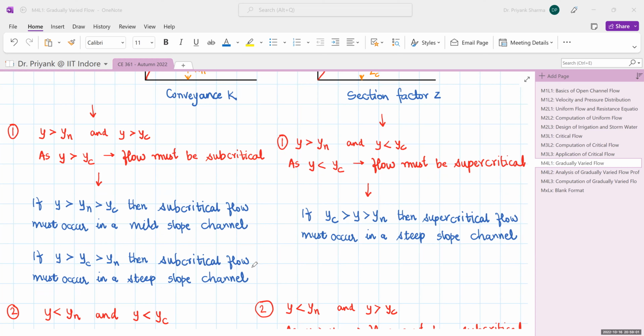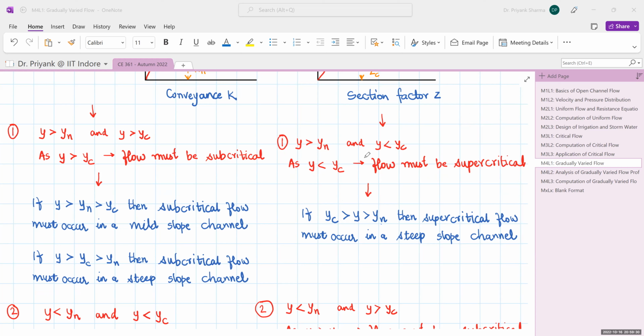Okay, parallelly we'll deal with the other case also, that is the drawdown curve. So here the numerator is positive and the denominator is negative. So you have a case where your y is less than yc. So when y is less than yc, it comes somewhere here, so it becomes a supercritical flow, and here it is yc greater than y and greater than yn.